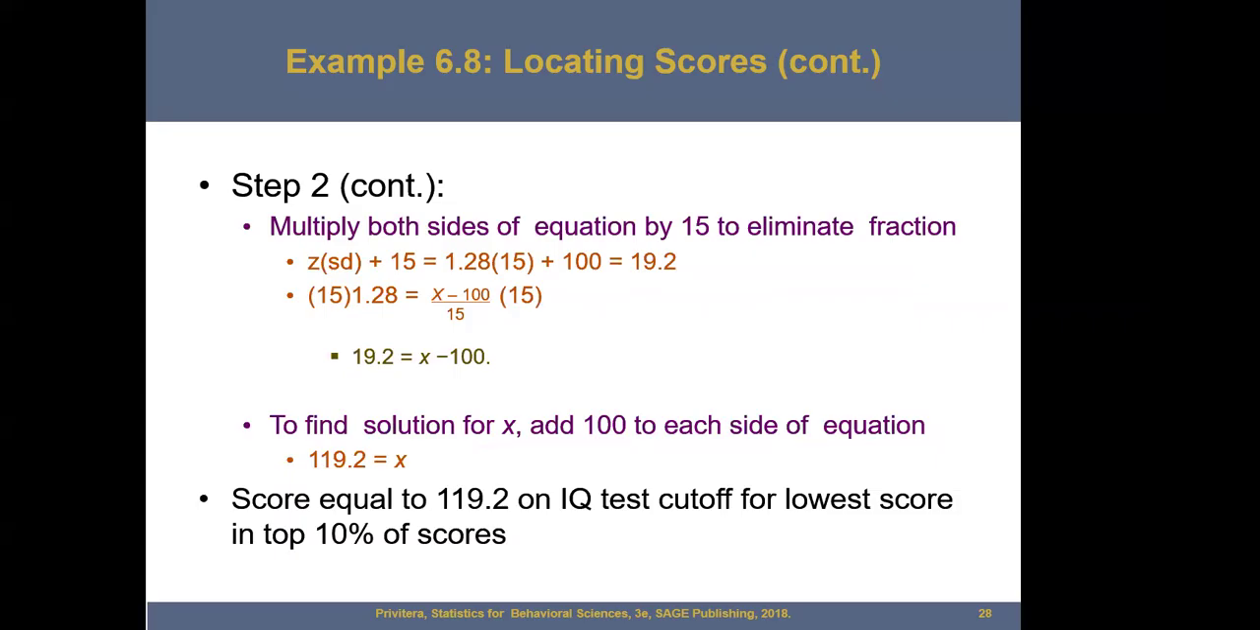Okay. So multiply both sides of the equation by 15 to eliminate the fraction. So 1.28 times 15 is equal to 19.2. So you get rid of that. 19.2 is equal to x minus 100. Therefore, you add 100 to each side of the equation, and x is equal to 119.2. A score equal to 119.2 on an IQ test is the cutoff for the lowest score in the top 10% of scores.